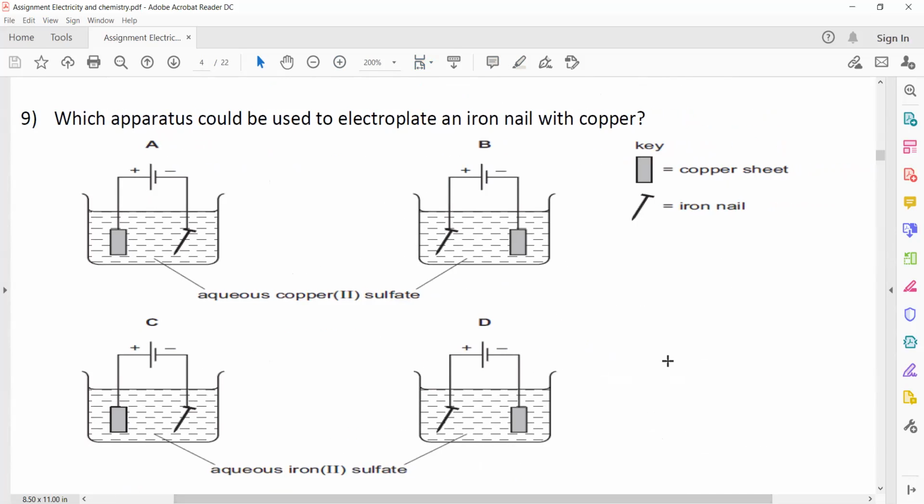Which apparatus could be used to electroplate an iron nail with copper? Which one is the correct answer? C. We want copper plating. Oh, A. Copper plating, A. Because in this case we have a solution of iron, but we need copper plating. So if we need copper plating, the copper ions which are there in the electrolyte are attracted towards the cathode, and copper atoms will go inside the solution as copper ions.